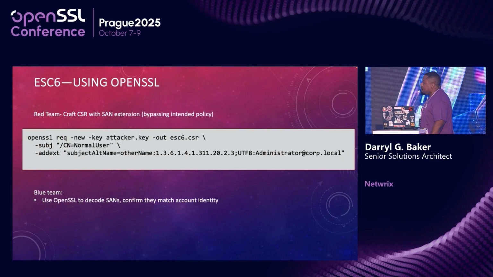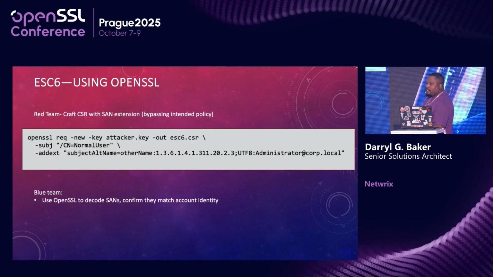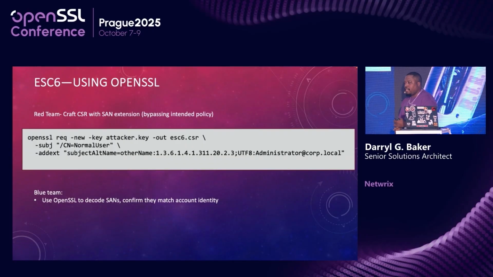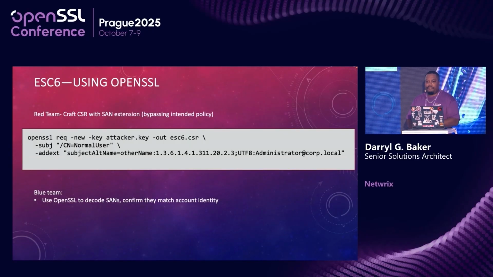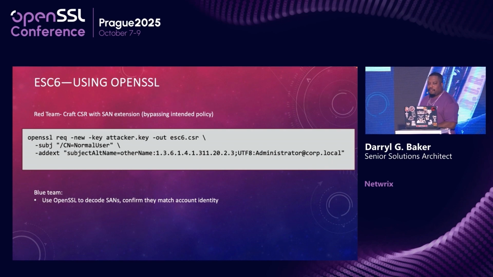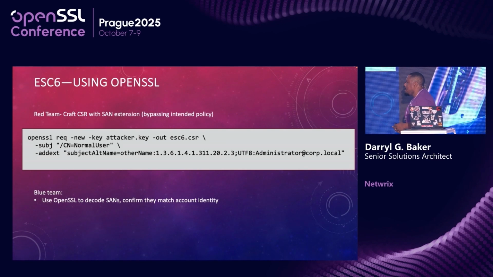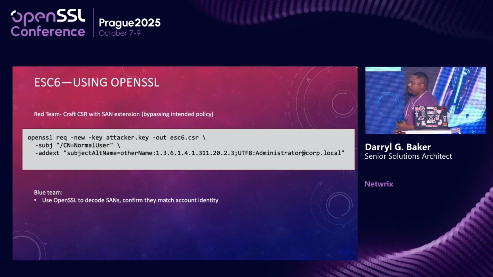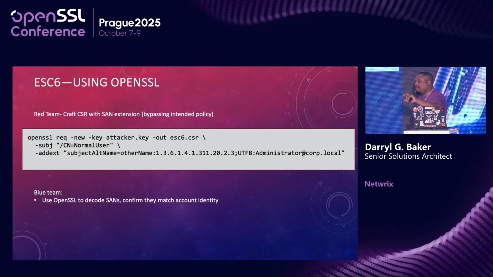Blue teamers. The easiest way is to look at the SANs of your certificates, make sure those SANs are SANs that should have certificates, right? If you have some highly privileged account that's out there that never uses certificates, why is it getting certificates issued to it? Why does it have a certificate? Make sure that your revocation lists are updated. Make sure you understand what is allowed and what's not allowed. And then, of course, you want to make sure that those SANs match the identity of the person or the user requesting that identity.